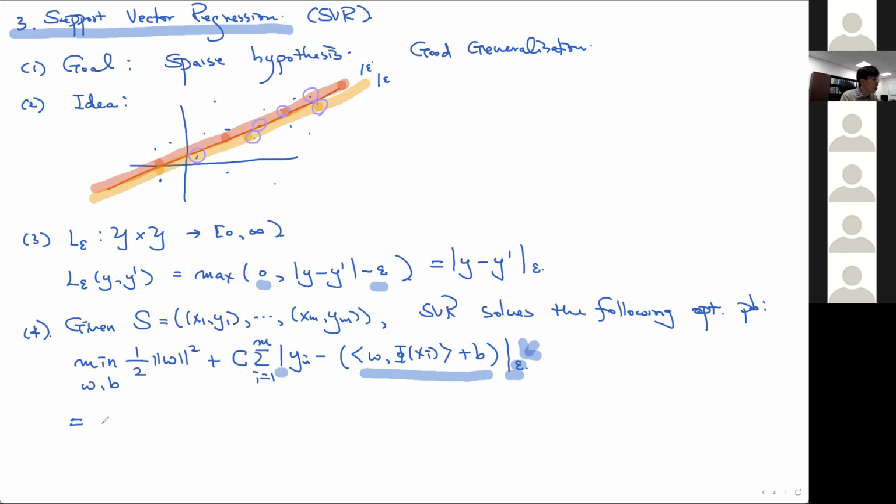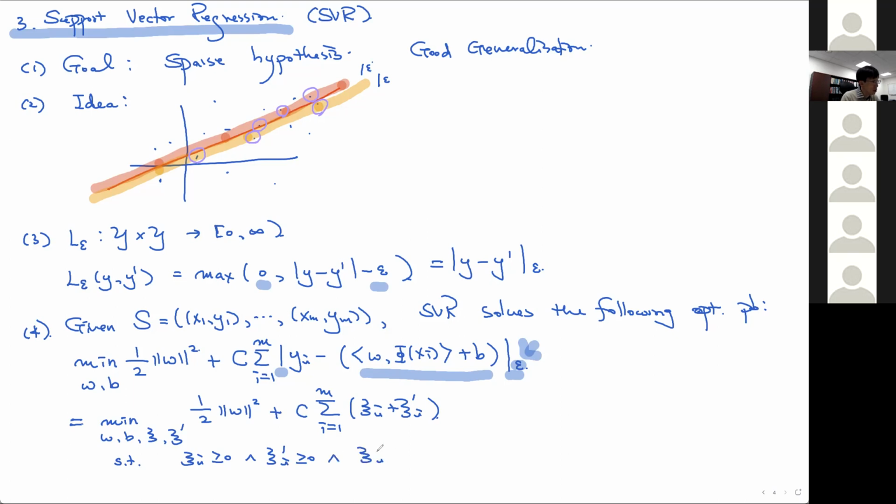But this problem can be rephrased as follows. We have w, b, and we have psi and psi prime. We minimize the norm of w squared plus C times the summation i equals 1 to m of psi i plus psi i prime. Now you can see that in the optimization objective, we are not using anything strange, but this optimization becomes more complex. It will have a constraint. The constraint says the following: psi i has to be greater than 0. Psi i prime also has to be greater than 0. And psi i is greater than the prediction w of xi plus b minus yi minus epsilon.